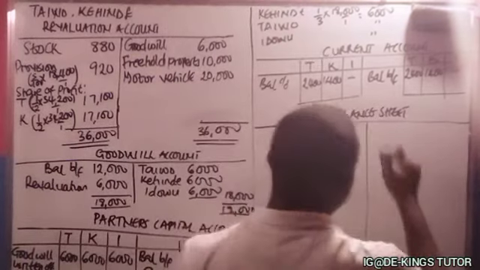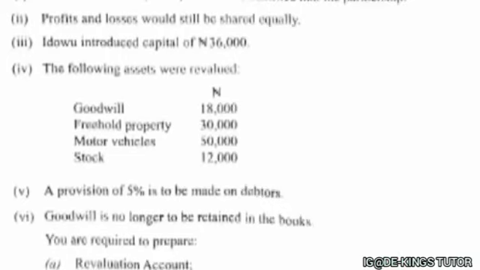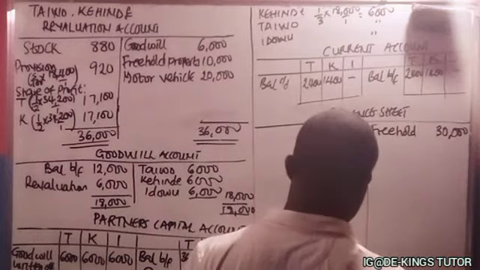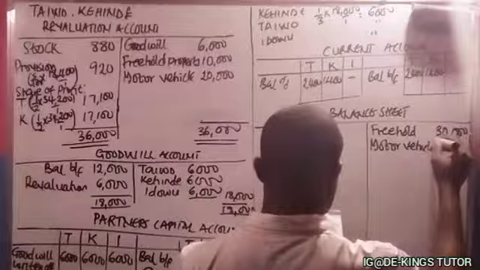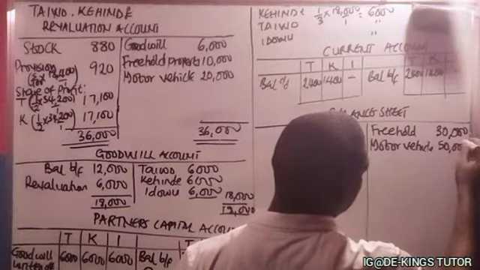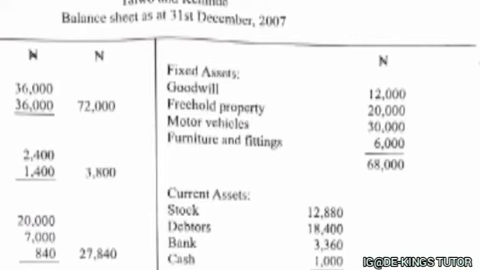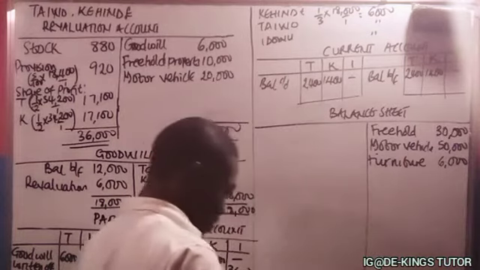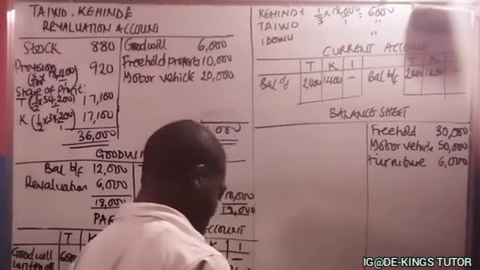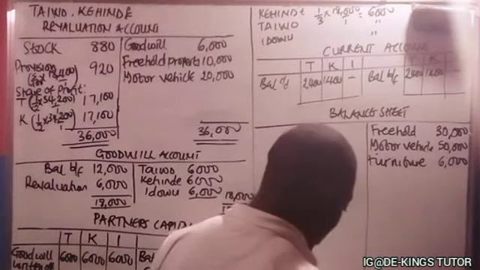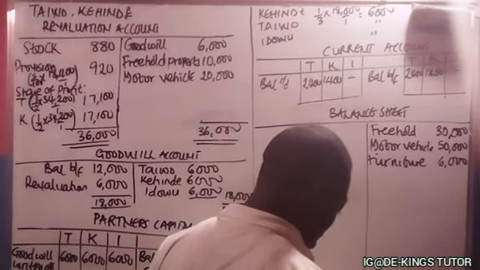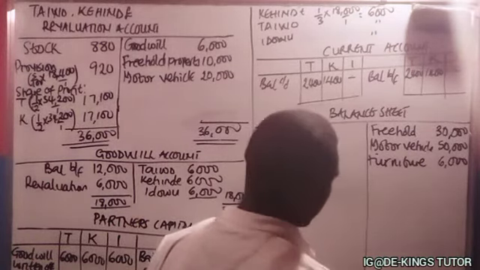Okay. Now, for freehold, the revalued amount there is 30,000. The next one, for motor vehicle, the revalued amount there is what? 50,000. The next one, for furniture, the amount there is what? 6,000. Okay, furniture was not revalued. It is 6,000 from the book value. It is just the freehold and the motor vehicle. Okay, so that's for fixed assets.